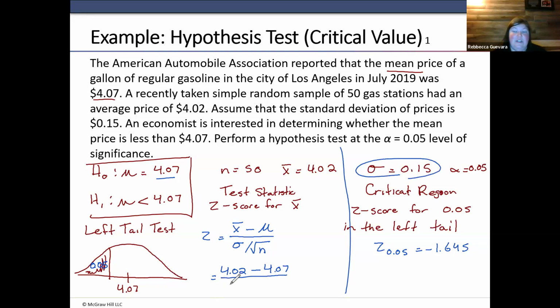Sorry, put it over here. A standard deviation of all gasoline for the whole population is 0.15, and then we divide this by the square root of the sample size, which is 50. So don't forget to use parentheses to make sure that everything stays where it's supposed to when you calculate this. So we're going to have 4.02 minus 4.07 divided by parentheses 0.15, which is then divided by the square root of 50. Close my parentheses in the bottom.